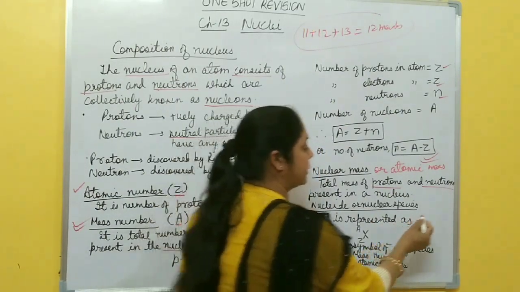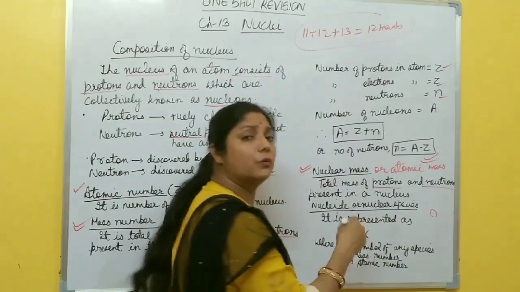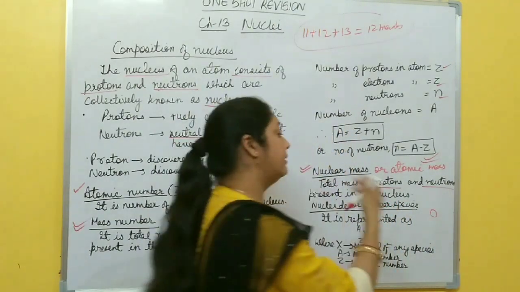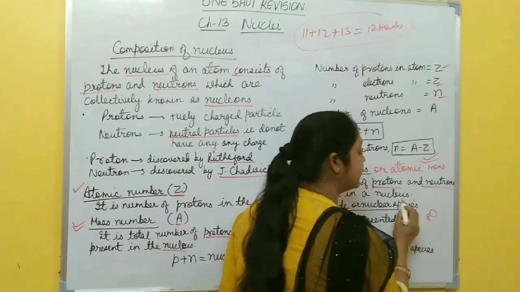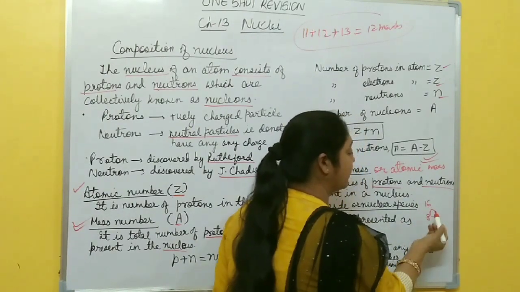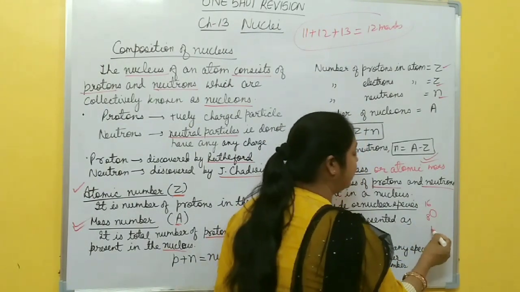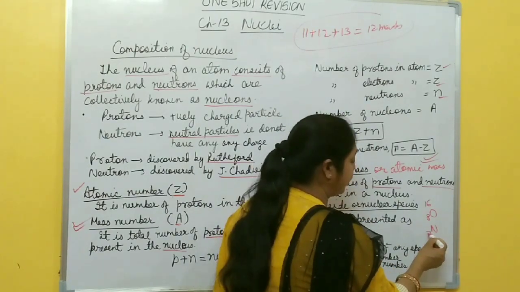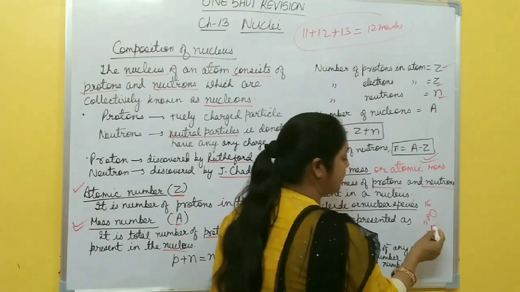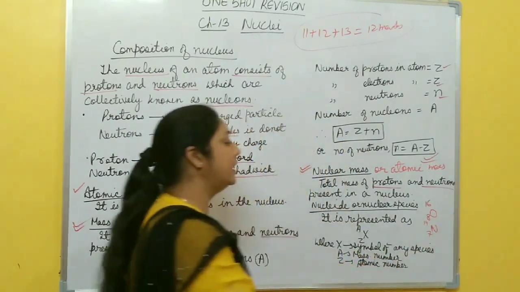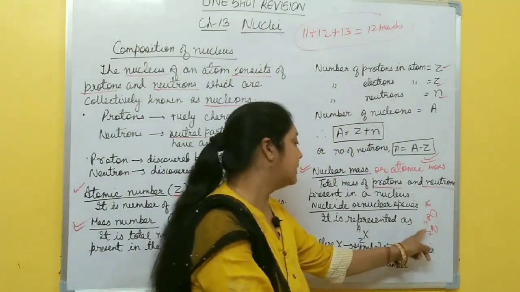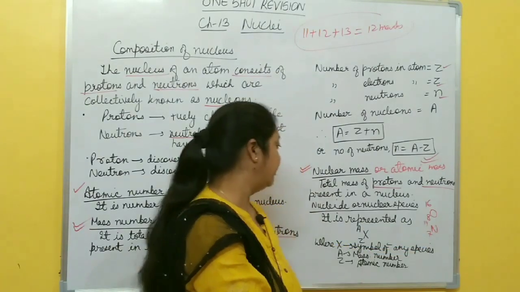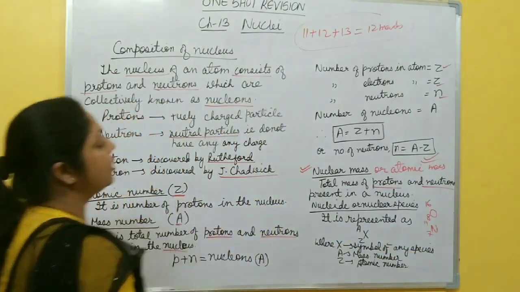Suppose for example oxygen. What is the atomic number of oxygen? That is 8, and its mass number is 16. So you can write O with 8 and 16. Example nitrogen: atomic number of nitrogen is 7 and mass number 14. So it is just a representation of any nuclide with atomic number, mass number and its symbol. So please take a screenshot of this one.